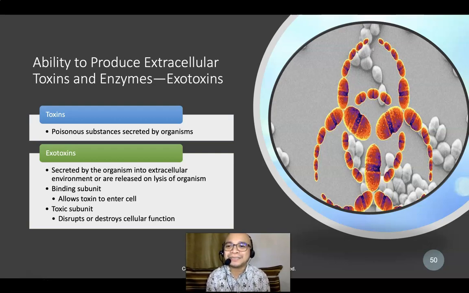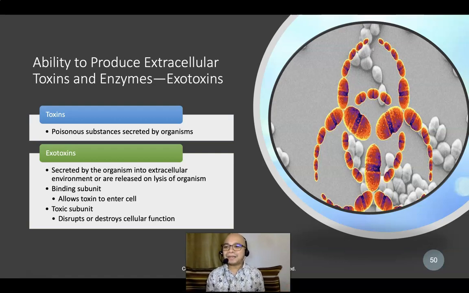Toxins are poisonous substances secreted by organisms. It could be an exotoxin, or the other one is endotoxin. Let's talk about exotoxin. Exotoxin is secreted by the organisms. The reason we call it exotoxin is because these are secreted into the extracellular environment, and they are released upon lysis of organisms. So there's actually a requirement that these organisms would need to be lysed.